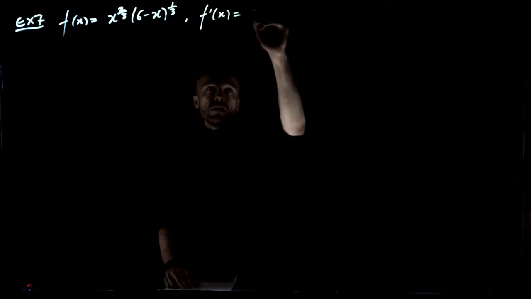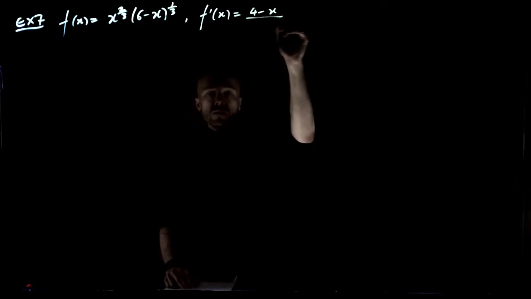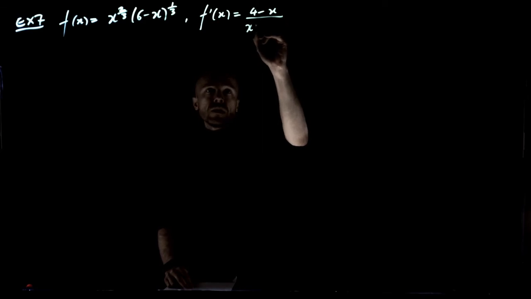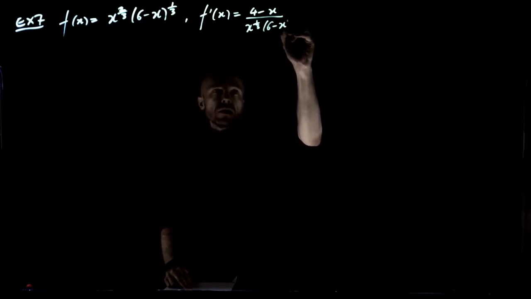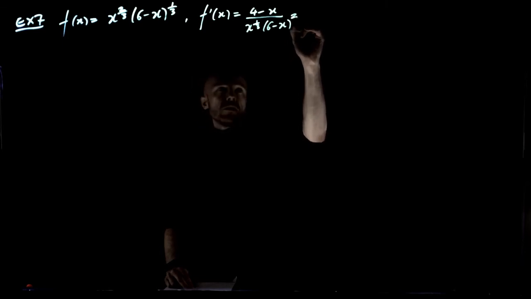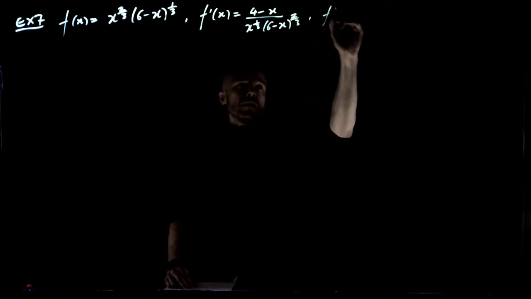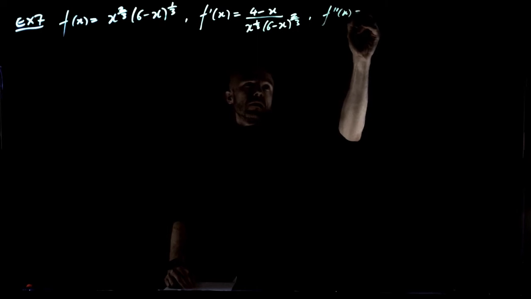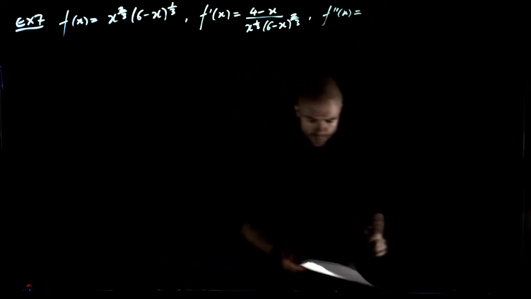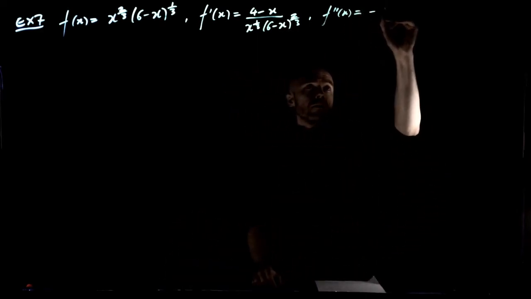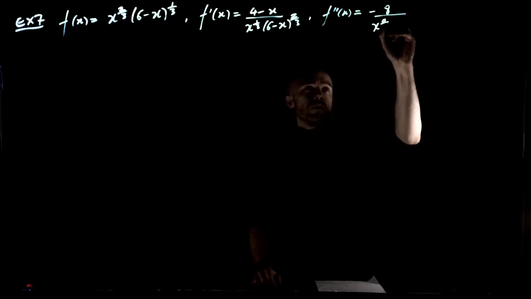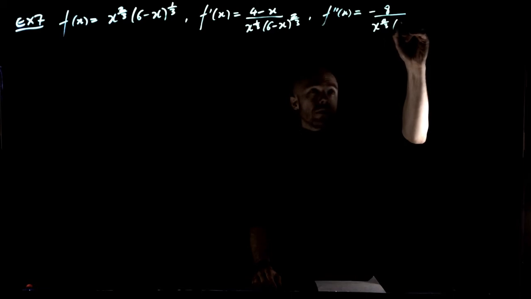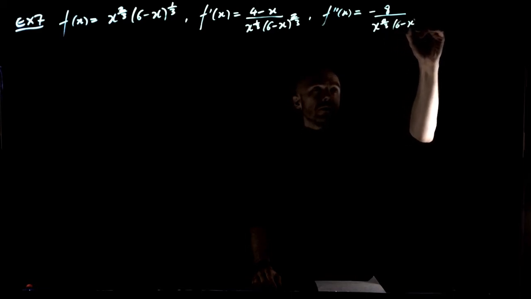So the gradient is 4 minus x, x to the 1 over 3, 6 minus x to the 2 over 3, and the second gradient is minus 1 over 8, x to the 4 over 3, 6 minus x to the 5 over 3.